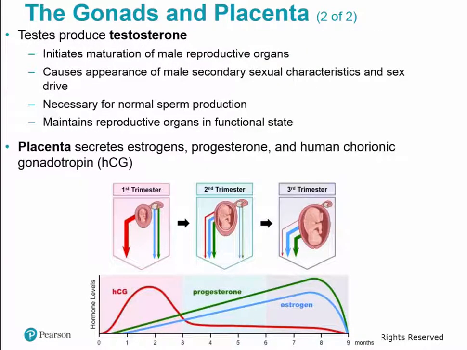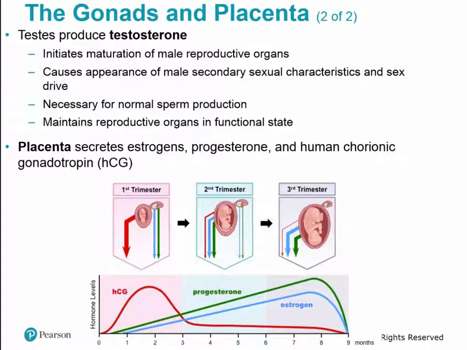The testes in the male produce testosterone, which is going to initiate the maturation and development of the male reproductive organs, can also cause appearance of those secondary sexual characteristics and sex drive. So things like facial hair, increased muscle mass, bone density, the deeper voice that males have. Testosterone is also necessary for normal sperm production and helps to maintain the reproductive organs in a functional state.